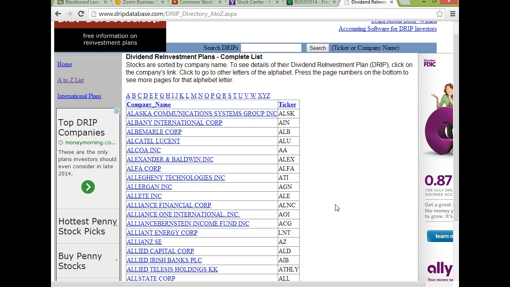So dripdatabase.com, if you want to learn more about DRIPs, how they work, how to contact companies that have them and buy your stock directly from the corporation and bypass your brokerage account, this would probably be a good site to go to.